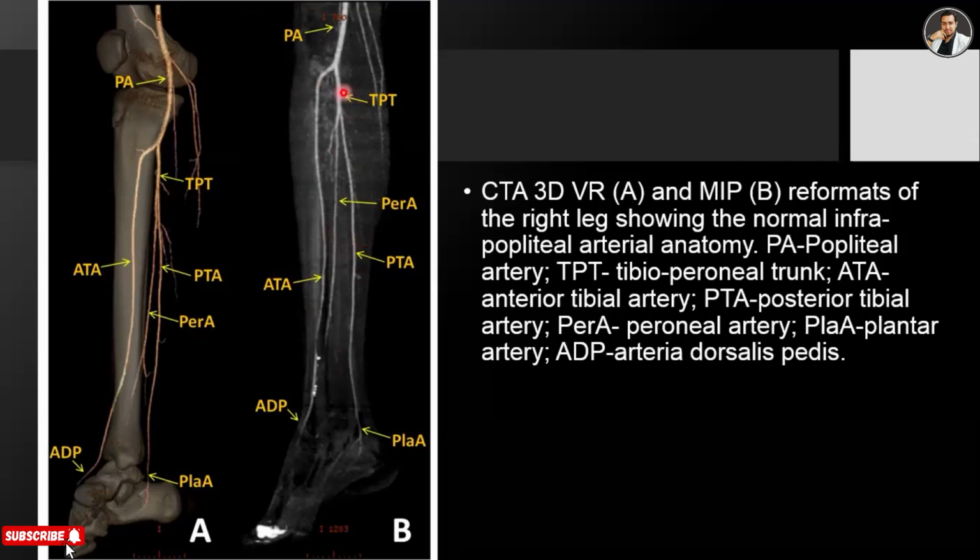This TPT is the tibioperoneal trunk. This is the peroneal artery and PTA is the posterior tibial artery. And ATA is the anterior tibial artery. And this is the plantar artery and this one is the dorsalis pedis artery. So this is a normal example of the lower limb arteries.